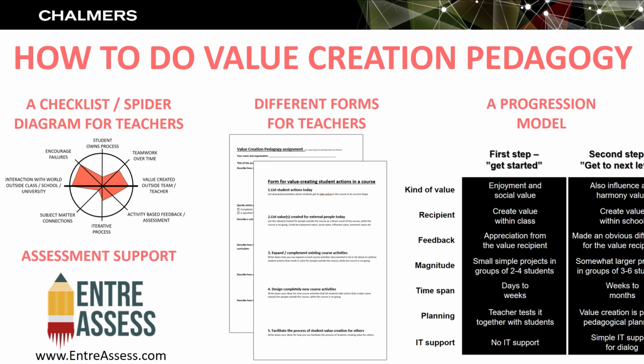And finally, we also have a progression model where you can see where you are in value creation pedagogy. We look at the first, second, and third steps in terms of what kind of value is created, who the recipients are, what kind of feedback you get, what the magnitude is, what the time span is, how it is planned, and what kind of IT support you have around it.